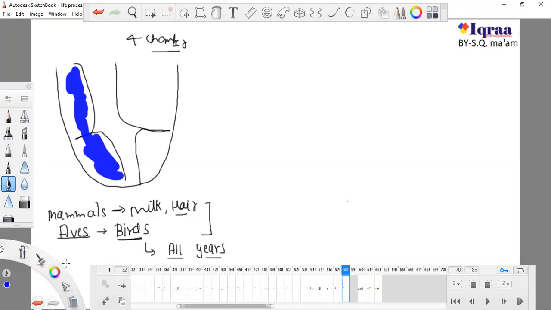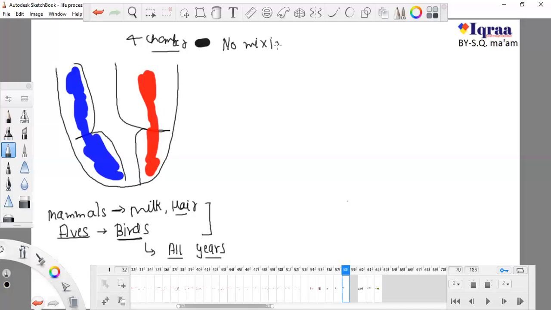Because we studied that there are two types of separation, a left side and a right side, and these two sides have two types of blood. We know this. One is pure form and one is impure form. So in this type of circulation, four chambered heart circulation, there is no mixing of blood.